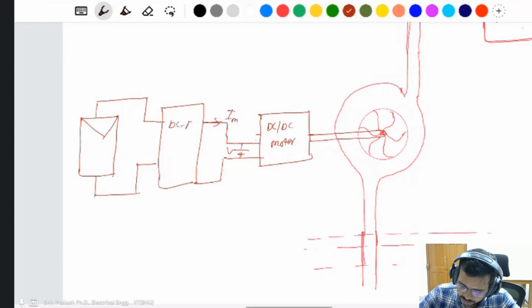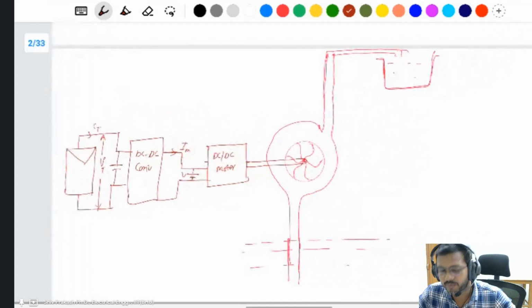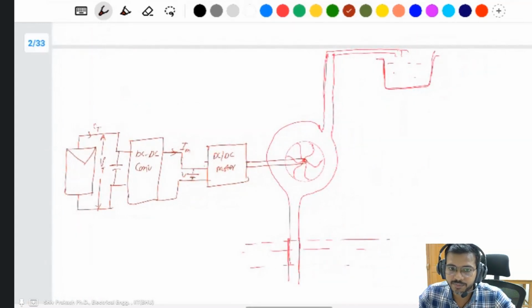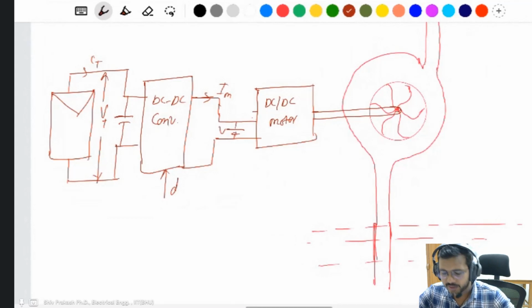This is the DC-DC converter. The capacitor is connected between them to constrain the input current, at the input terminal. This is the overall structure of a water pumping system. The duty cycle is used to control the output.